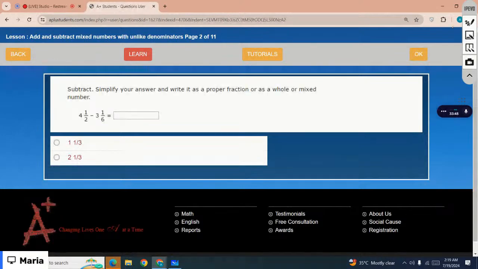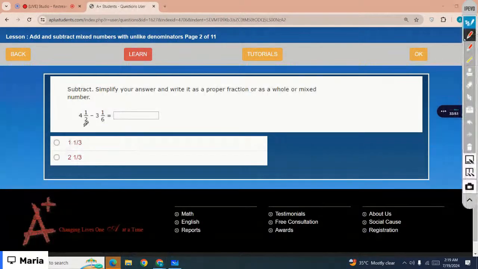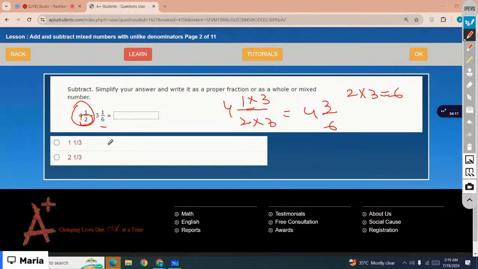Okay, that is 4 whole 1 over 2 minus 3 whole 1 over 6. The very first step, you need to make the denominator the same. You need to make the smaller denominator equal to the greater one. You need to do 2 times 3 makes 6. So multiply this fraction by 3. Only the fractional part, not the whole number. That is 4 whole 3 over 6.